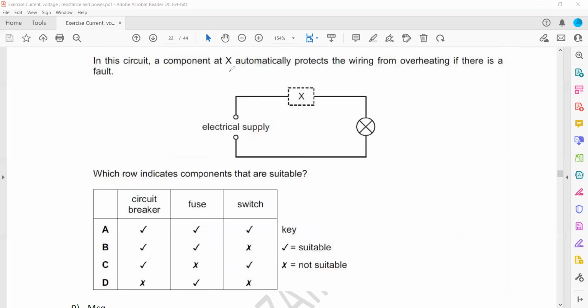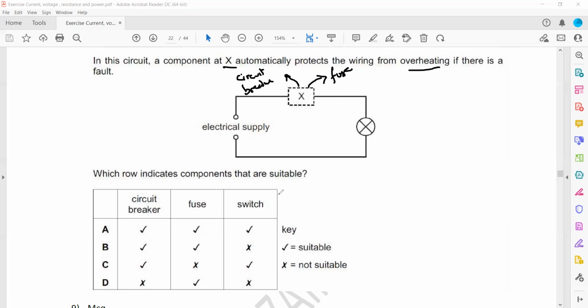In this circuit, a component X automatically protects the wire from overheating. So if too much current is there, it will automatically switch off. Automatically the circuit will open. So what component can we use here that automatically cuts off? It can be either a circuit breaker, because if too much current is there, it automatically switches off and we have to reset. Or it might be a fuse. If too much current is there, the fuse will melt and we have to replace the fuse.